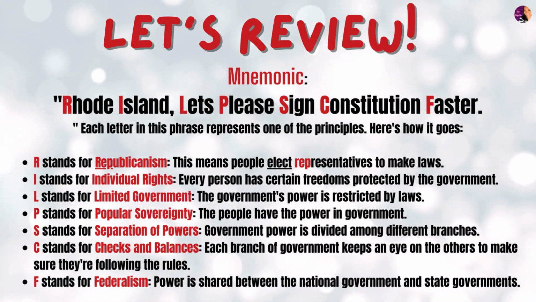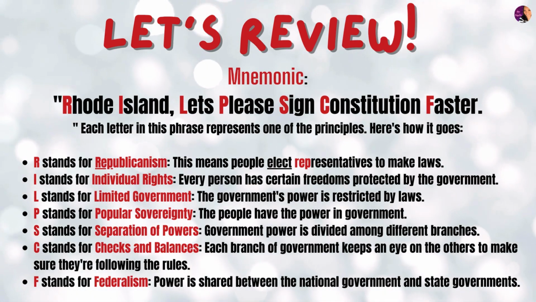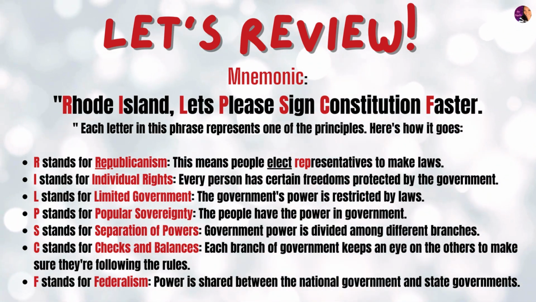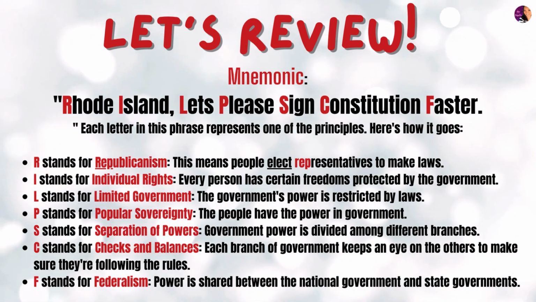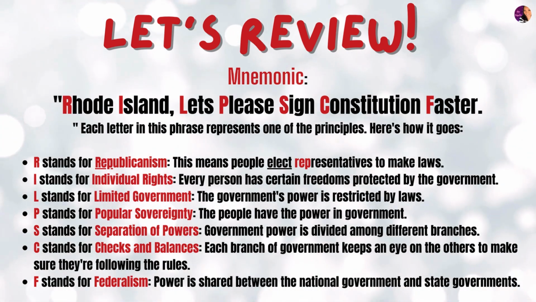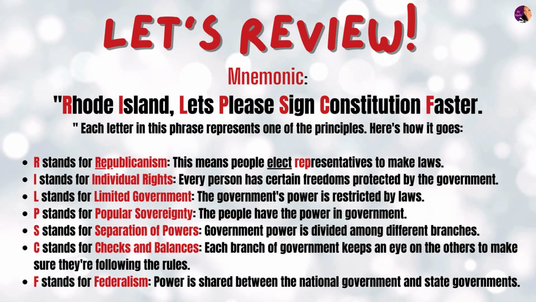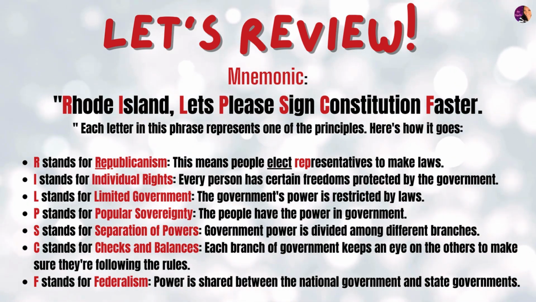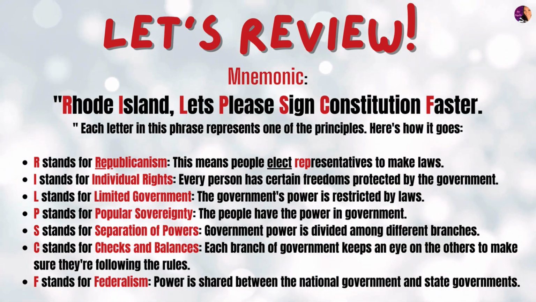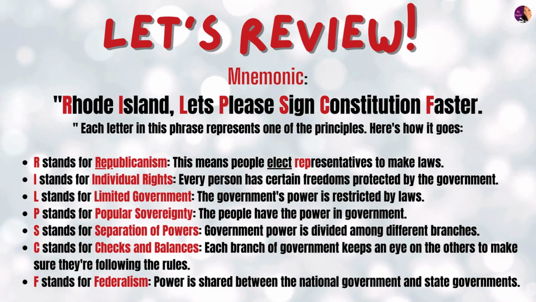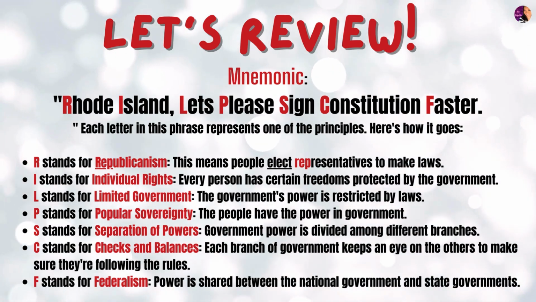Okay, we're done now, so let's go ahead and review what we've learned today. Mnemonic, Rhode Island, let's please sign Constitution faster. Each letter in this phrase represents one of the principles, and here's how it goes. R stands for republicanism. This means people elect representatives to make laws. I stands for individual rights. Every person has certain freedoms protected by the government.